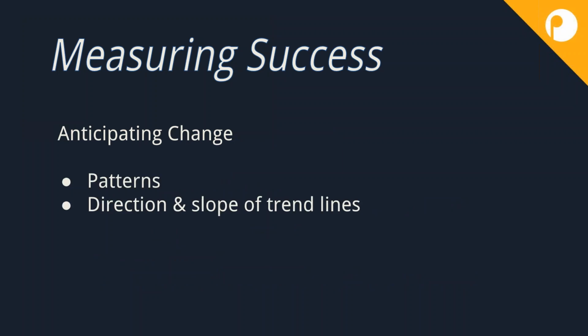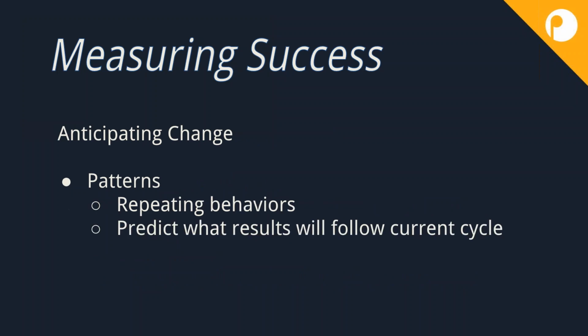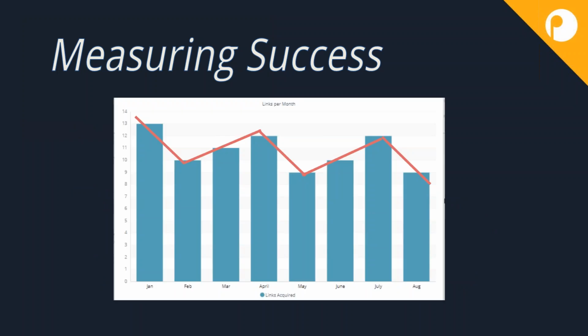Anticipating change. For this, we want to look at patterns, direction, and slope of trend lines. By patterns, I mean we're looking for repeating behaviors. We can use that to predict what results will follow our current cycle. Using our graph from before, I've drawn some lines to identify the patterns that we're looking at here. We can see certain months we will start to build up over a course of 2 or 3 months and then drop down again before building up again. We're building up once again.